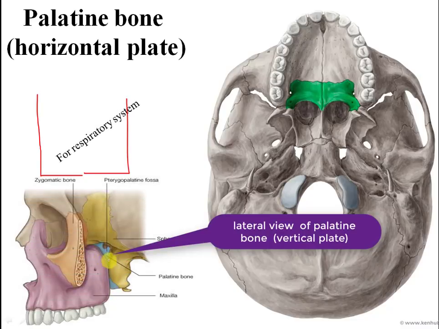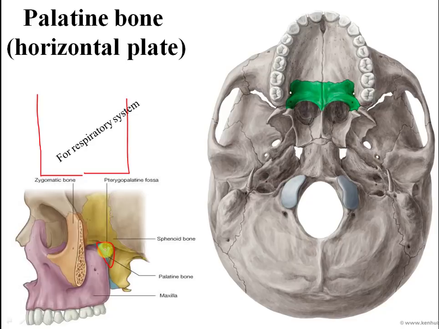It forms the medial wall of a very important fossa that you will take in the respiratory system. This small fossa is called the pterygopalatine fossa. The vertical plate of the palatine bone forms its medial surface.